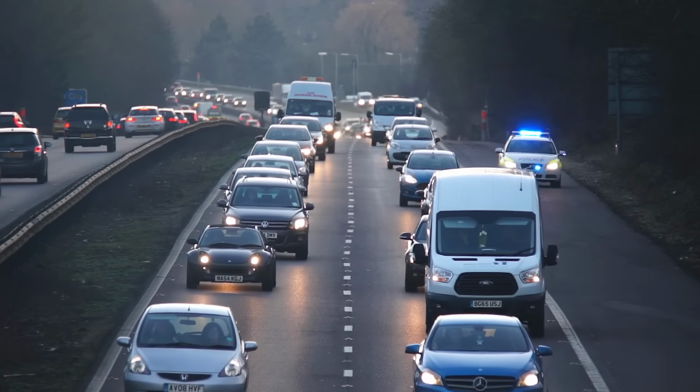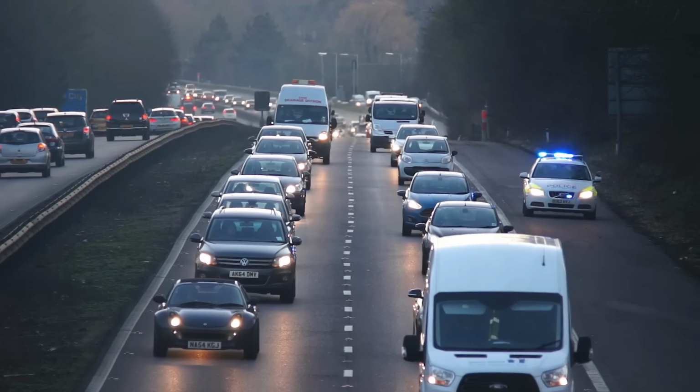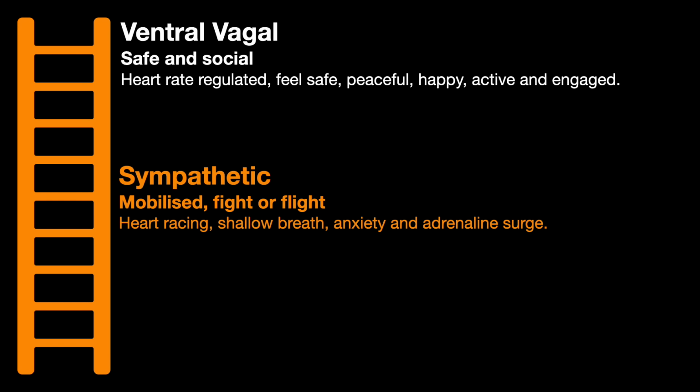She suddenly hears the sirens of a police car coming from behind her and has the thought, have I done something wrong? Her heart rate starts to race, her breathing is now short and shallow, she feels anxious and experiences a strong rush of adrenaline. Sarah is now in the sympathetic branch of her autonomic nervous system. Her fight or flight response has been triggered and the world suddenly feels like a dangerous place. The police car quickly overtakes and Sarah's heart rate and breathing eventually return to normal, and by the time she arrives at work, she is back in her ventral vagal state.